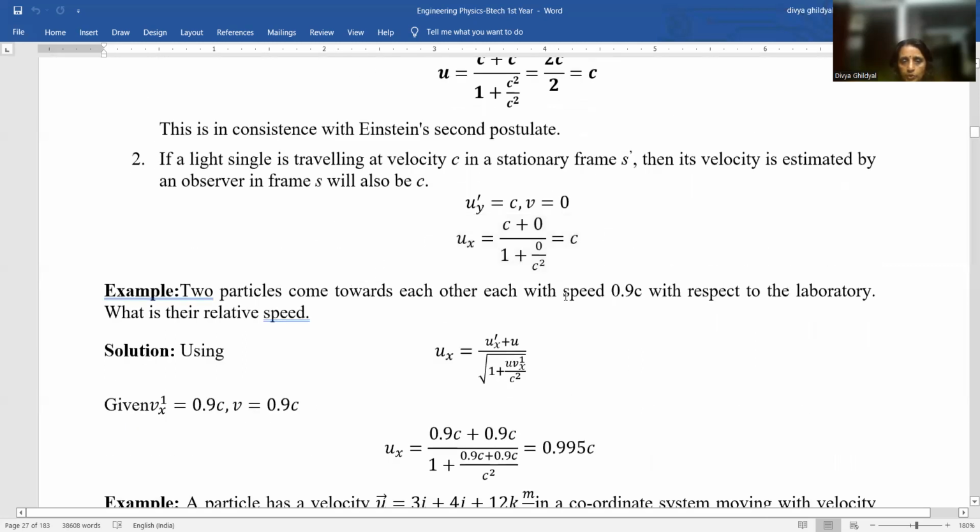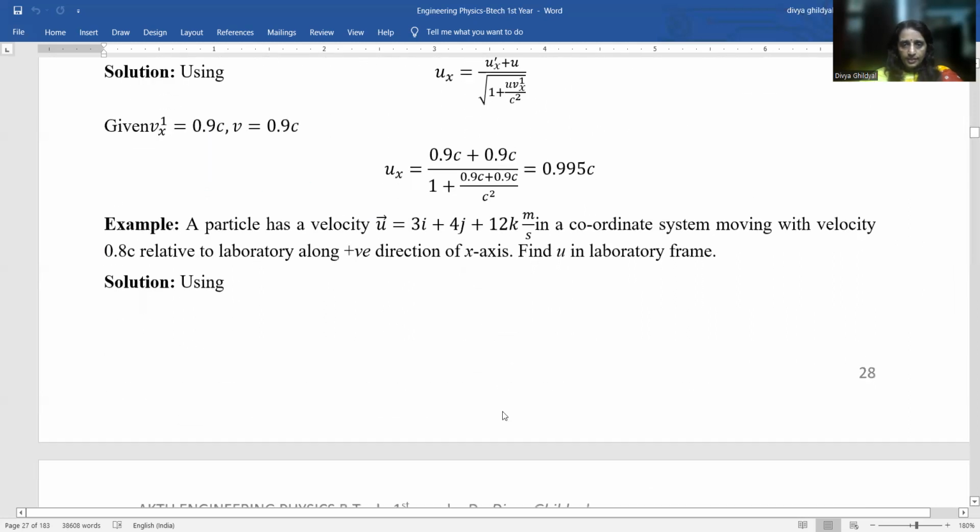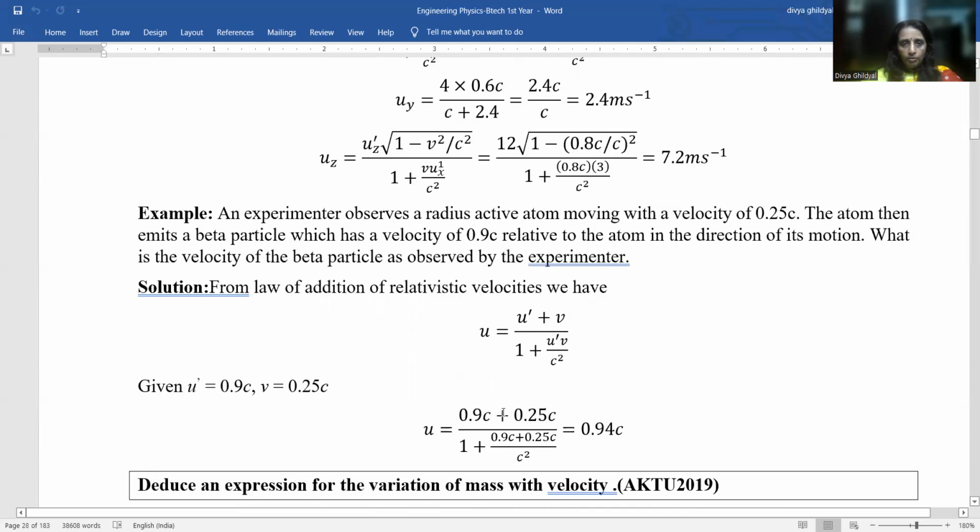Two particles come towards each other with the speed of 0.9 c with respect to the laboratory. What is their relative speed? Right now we have derived the expression ux is equal to (ux dash plus v) upon (1 plus ux dash v by c square). We have been given ux dash is equal to 0.9 c and v is also equal to 0.9 c. Putting these values in the above expression, we get the answer. We can take one more numerical on this.